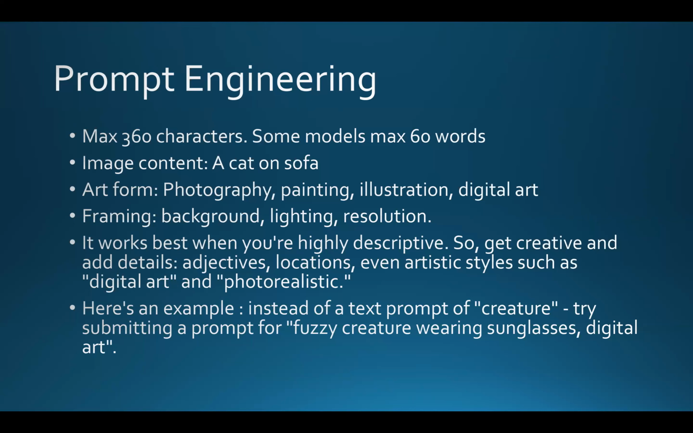The next thing is framing. What kind of background do you need? What kind of lighting do you need? What kind of resolution do you need, 4K resolution, 2K resolution? It works best when you are descriptive. You give adjectives, locations, artistic styles like digital art, photorealistic. For example, you can't just say that I need a panda, but you should say that I need something very specific with specific proportions, with a specific style, background, and lighting. If you get better at it, the outcomes are really amazing.